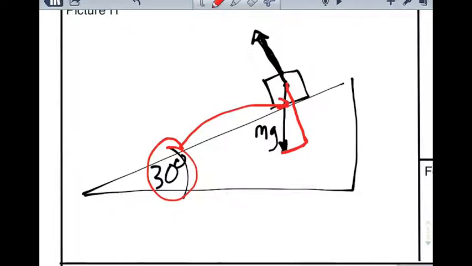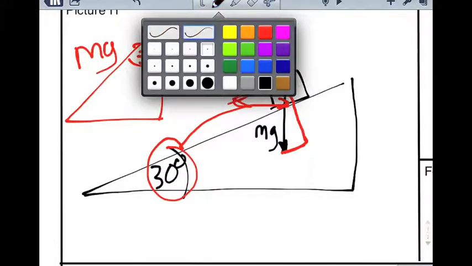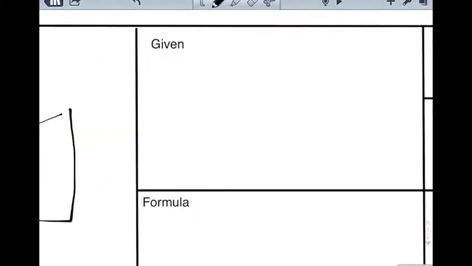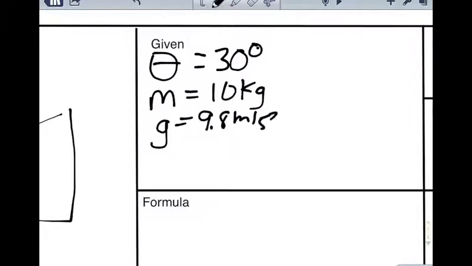So now we have a situation in which we have a triangle, and we have 30 degrees, and we have mass times gravity, and we want to know what the acceleration of this box is down the ramp. So we want to know what A is. So let's take a look at what information we actually have. We do know the angle is 30 degrees. We do know that the mass that we have is 10 kilograms. And we do know that the acceleration due to gravity is 9.8 meters per second squared.